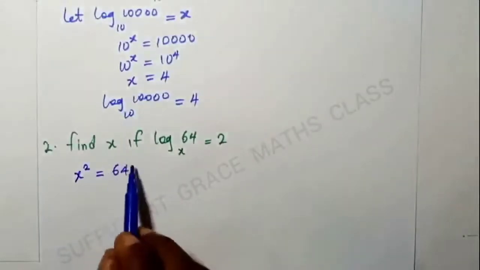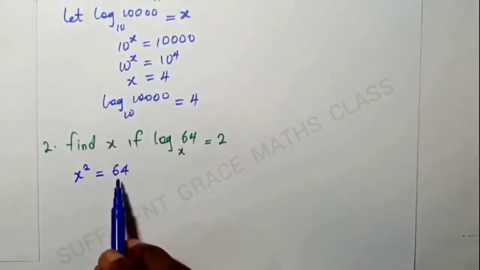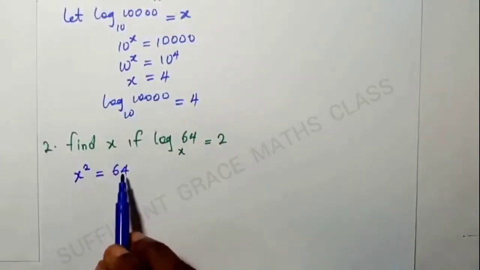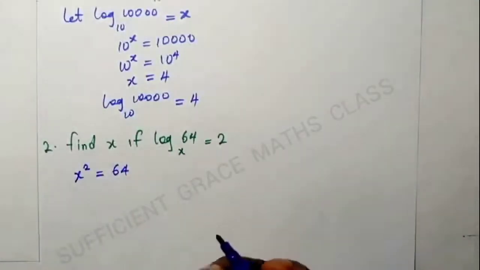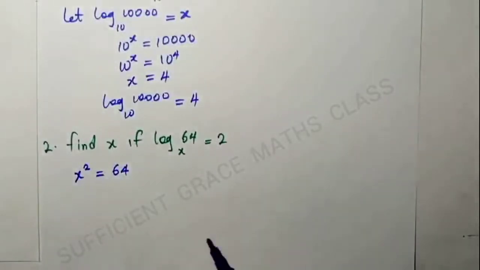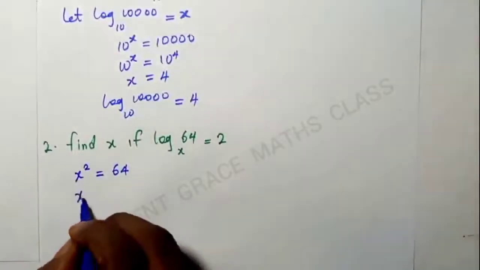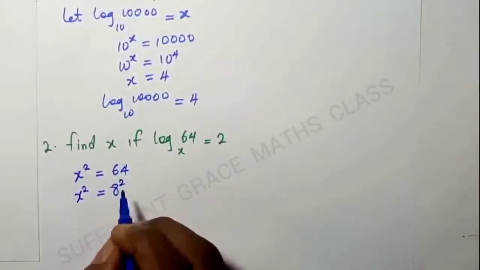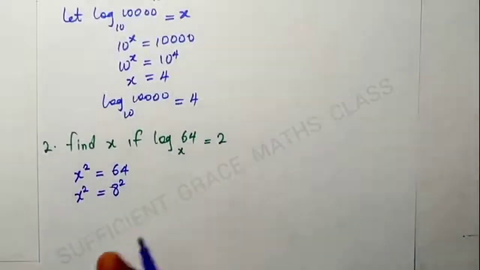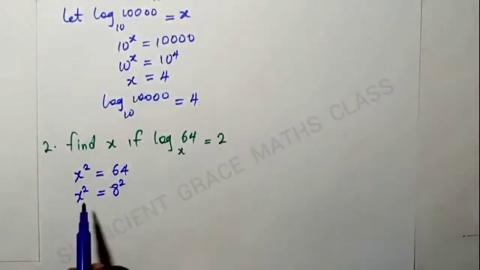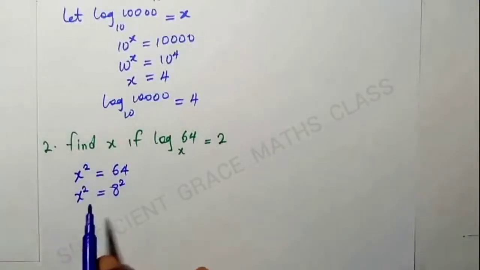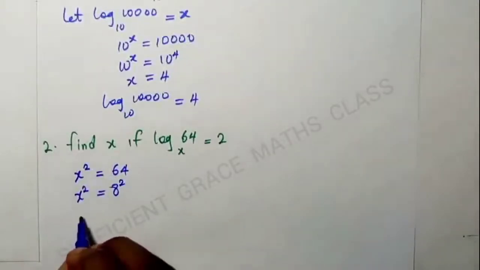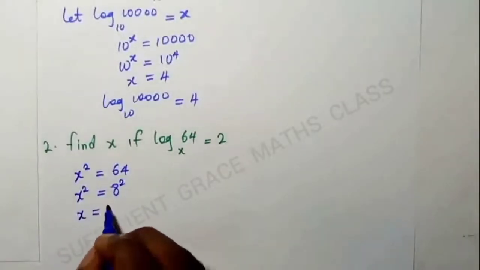Here we are going to express this 64 as a base of 8. That is, this 64 is a multiple of 8. Then we think of how many times 8 will multiply itself to give us 64. Now we have x raised to power 2 is equal to 8 raised to power 2. That is, 8 will multiply itself 2 times to give us 64. Then, now that we have the same power on the left and the right hand side, we can equate the base. Then we have x is equal to 8.